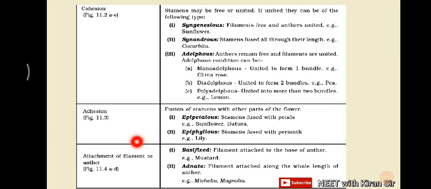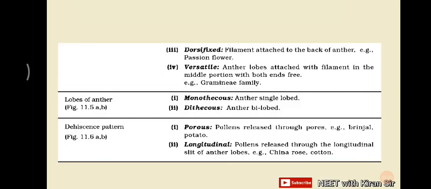Then the third one, attachment of the filament to the anther. There are different types. If the filament is attached to the base of the anther, it is called basifixed. If the filament runs along the length of the anther, it is called adnate. If it is attached at the dorsal side, we call it dorsifixed. If it is a very delicate connection, it is called versatile.